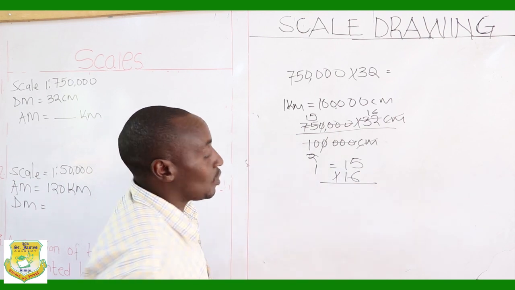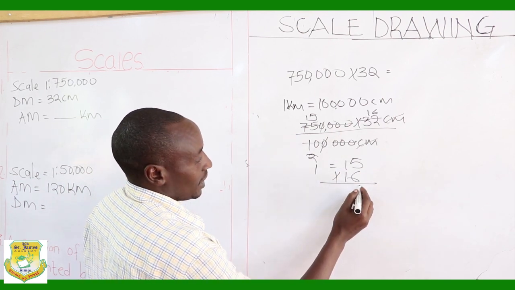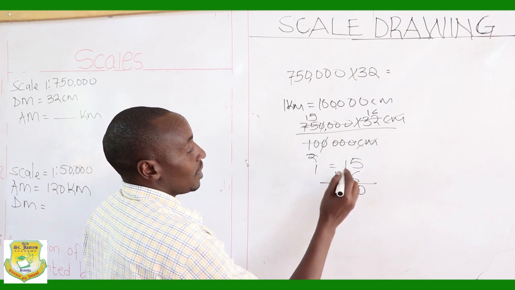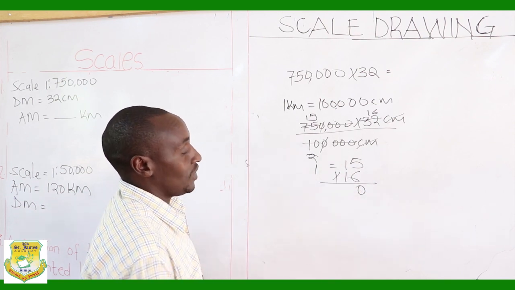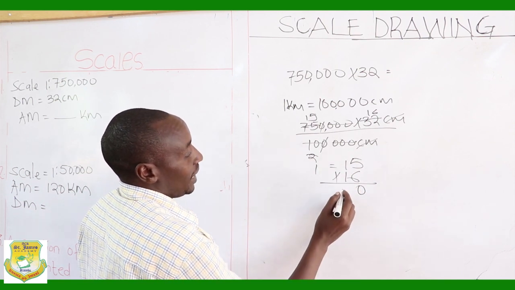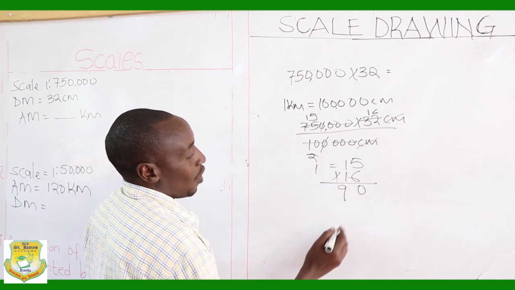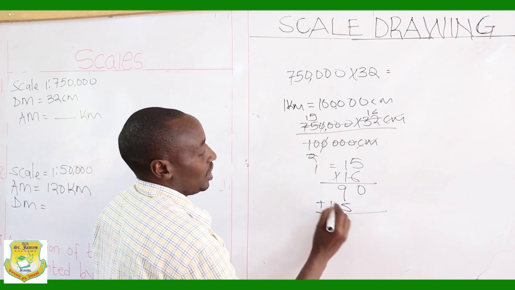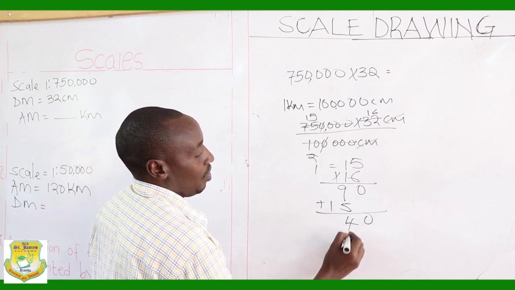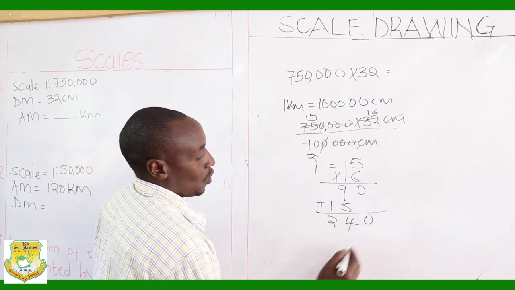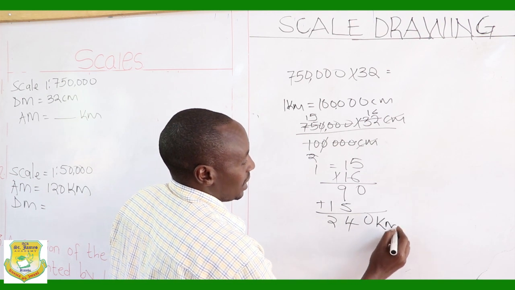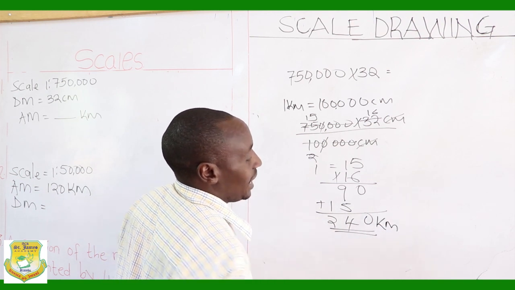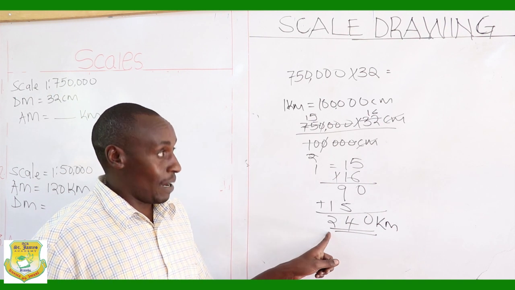5 times 6 is 30. Carry 3. 6 times 1 is 6, plus 3 is 9. 5 times 1 is 5. 1 times 1 is 1. Then from the addition, 0, 4, 2. So I get my answer, 240 kilometers. That is the answer for the first sum.